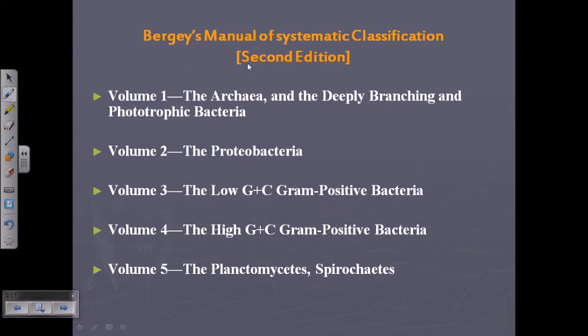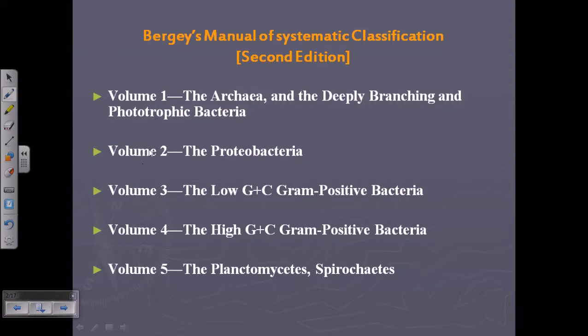Now in Bergey's Manual of Systematic Classification, we can find different chapters and different volumes, and those volumes are destined to hold information about a particular type of bacteria. In the second edition, we have 5 volumes, containing different types of bacteria with different characteristics. Each volume has general characteristic features, and those bacteria which fulfill that general feature are put into that volume.